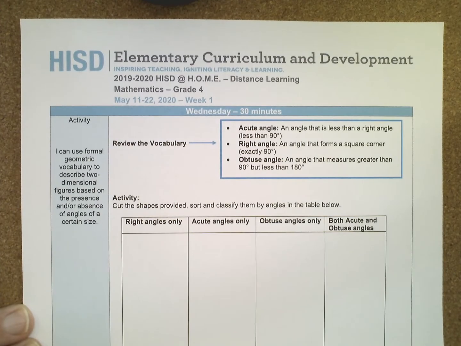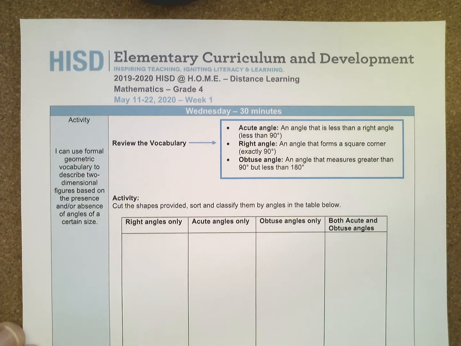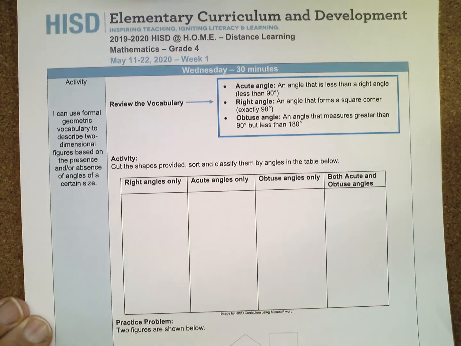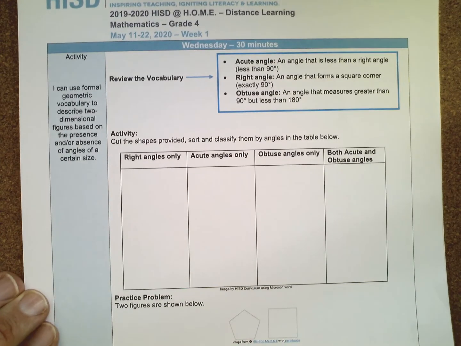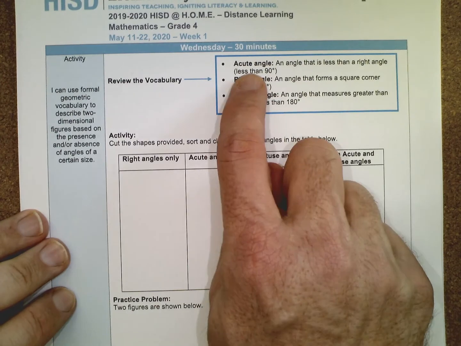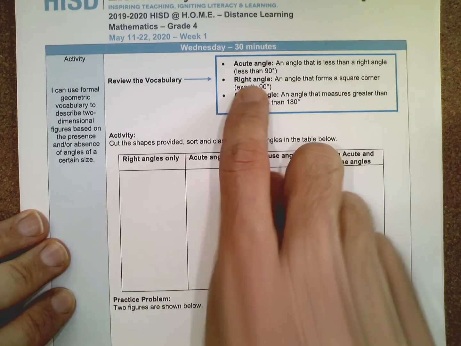Okay, we're going to begin with the lesson for Wednesday, May 13th. As you can see, the activity is: I can use formal geometric vocabulary to describe two-dimensional figures based on the presence or absence of angles of a certain size. And it reviews the terminology. Acute angle, an angle that is less than 90 degrees.